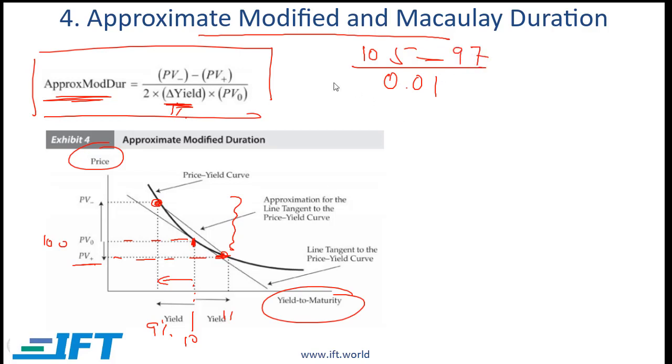Let's say that number is 97, and then 2 multiplied by delta y. Delta y or delta yield is the change in each direction, which is 1% in my example, or 0.01, multiplied by PV0, which is 100. When you get the answer to this, you will have the approximate modified duration of this particular bond. You need to memorize this formula. The interpretation is that this approximate modified duration is simply the tangent to the price yield curve.